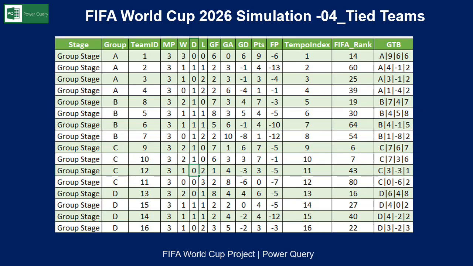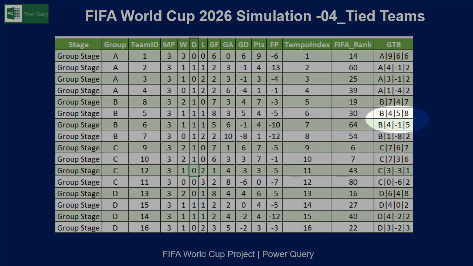In the previous query, we successfully built the official group stage standings. Every team now has a single summary record containing its complete performance throughout the group stage. But football tournaments rarely end with every team having a unique number of points. Very often, two or more teams finish with exactly the same total. Before we can apply FIFA's official tie-breaking rules, we first need to identify which teams are actually tied. That's exactly what this query is designed to do.